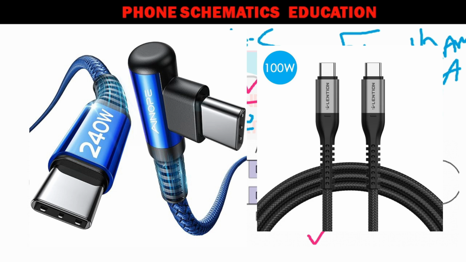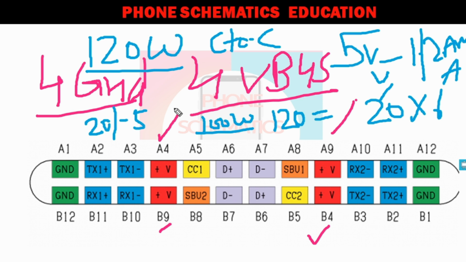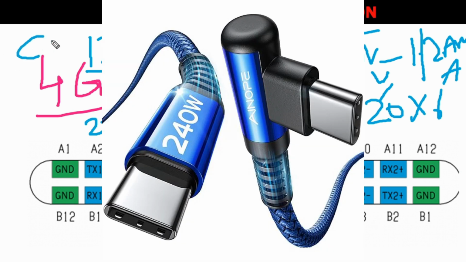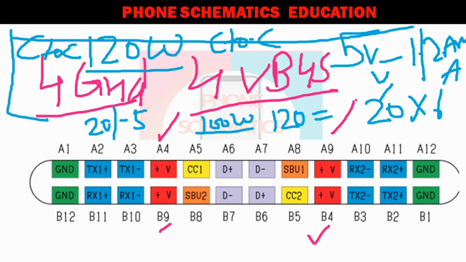Earlier, companies gave you a USB to C or USB to micro cable, but nowadays these companies have introduced a new C to C cable for better high speed data transfer, also with high speed charging. So C to C. Now what are the functions? Now I am explaining how these things work.